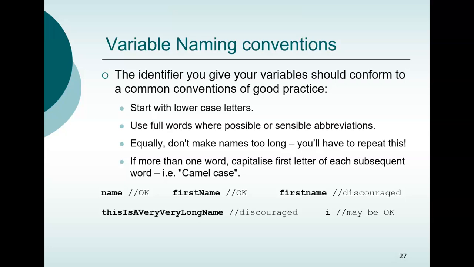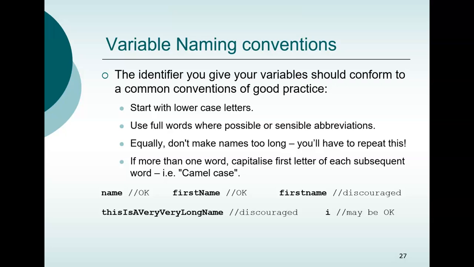Now, the identifier you give your variable should conform to the common convention. Convention means it's something that is not illegal, but it's a style of naming them. So we are saying that start with a lowercase letter, use full words when possible or sensible abbreviations, and also don't make the variable names too long.